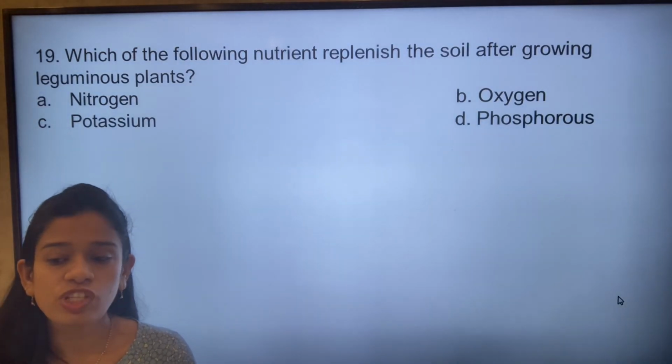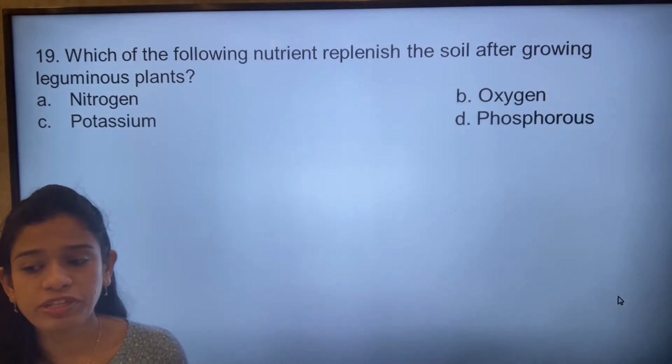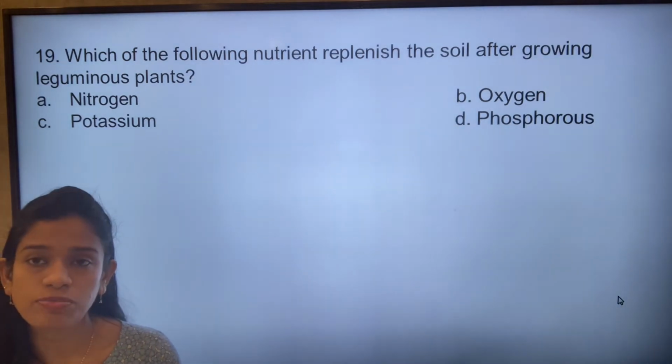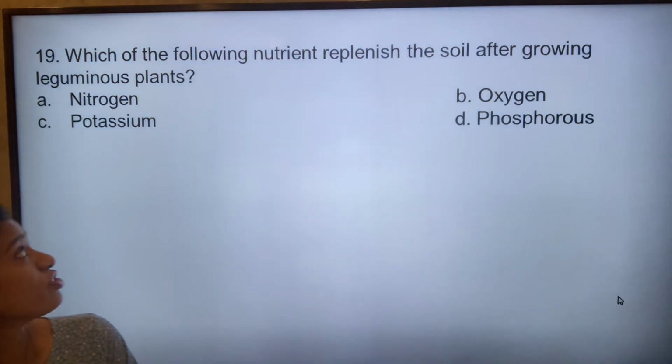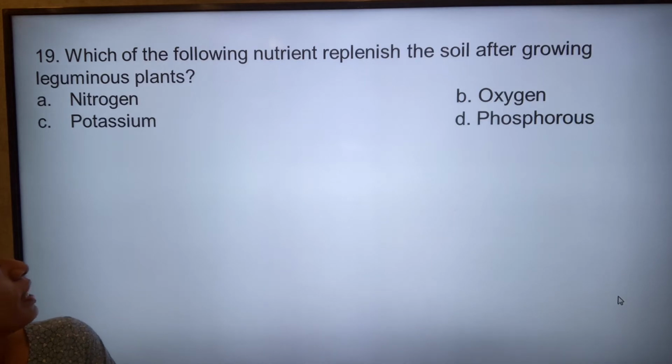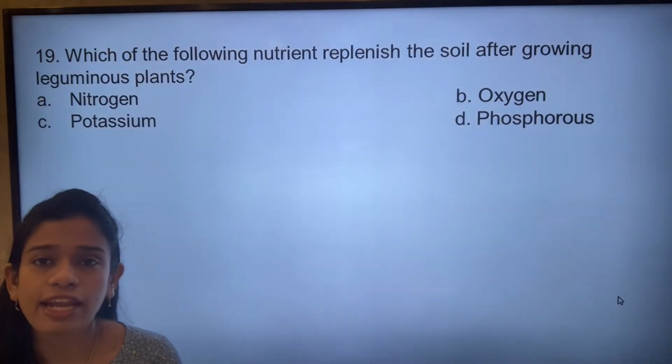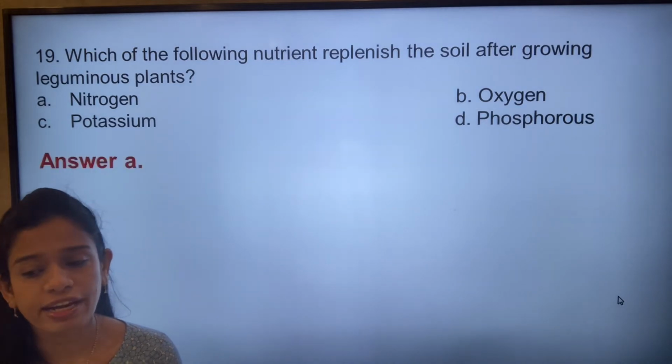The next question, which of the following nutrients replenishes the soil after growing leguminous plants? The nutrient that is replenished after growing leguminous plants, is it nitrogen, oxygen, potassium, or phosphorus? It is nitrogen. Option A is the correct answer.